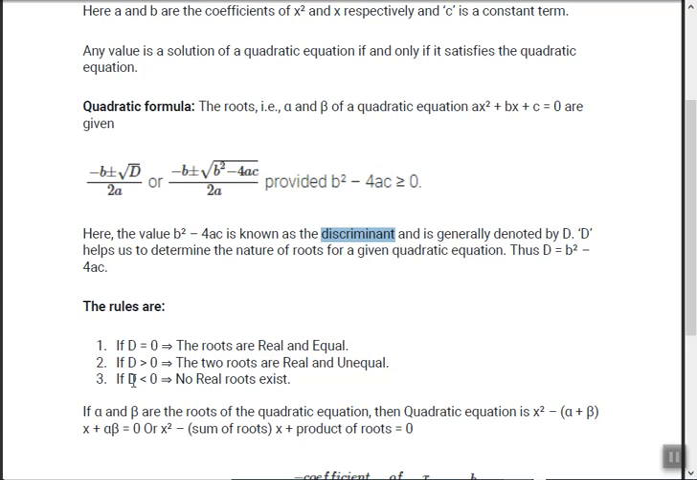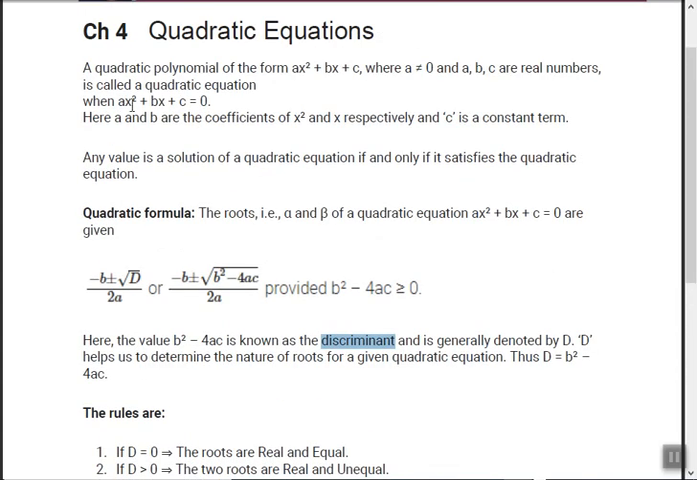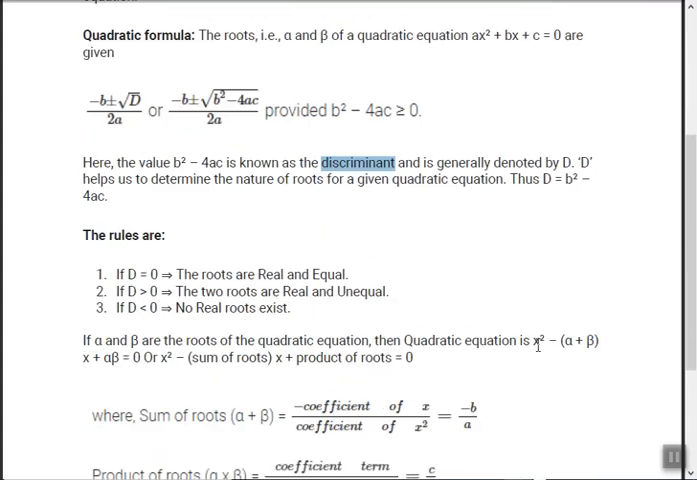Okay. D is less than 0. No real roots exist, means the roots are imaginary. Imaginary means, as I told you earlier, that 2 plus 3i, that is called the imaginary number. Next, if alpha and beta are the roots of the quadratic equation, then the quadratic expression is x square minus (alpha plus beta) into x plus alpha beta equals 0. Means what? See here. Remember this part, it is the same thing as ax square plus bx plus c. We are writing it in this form.